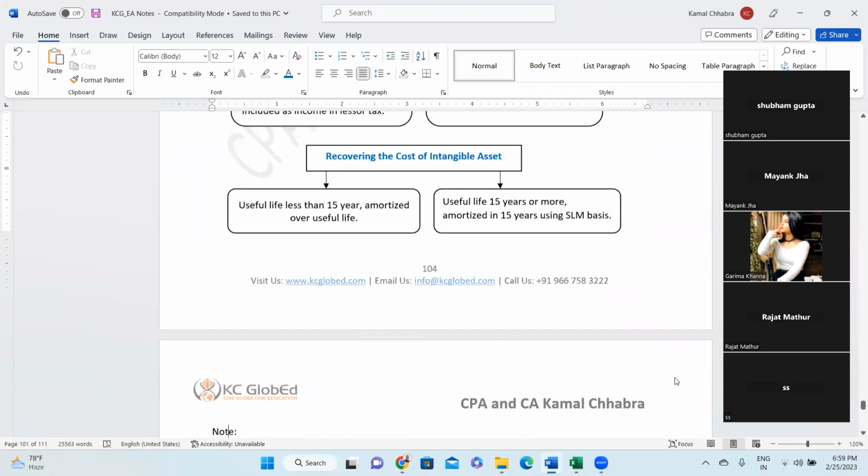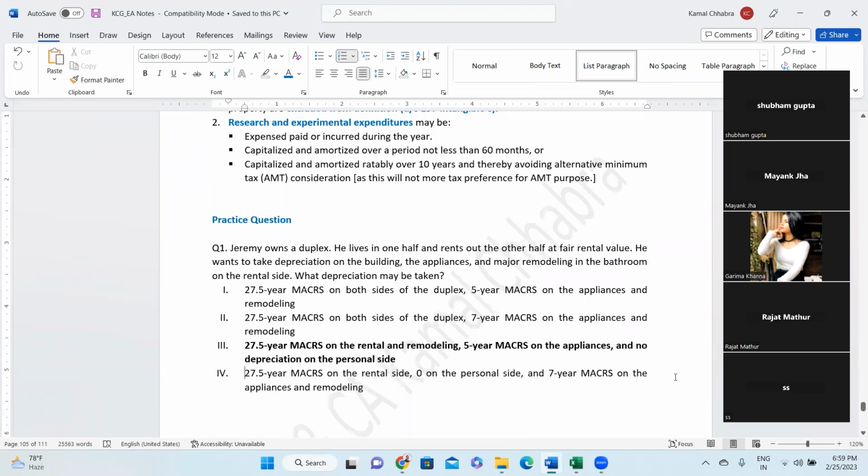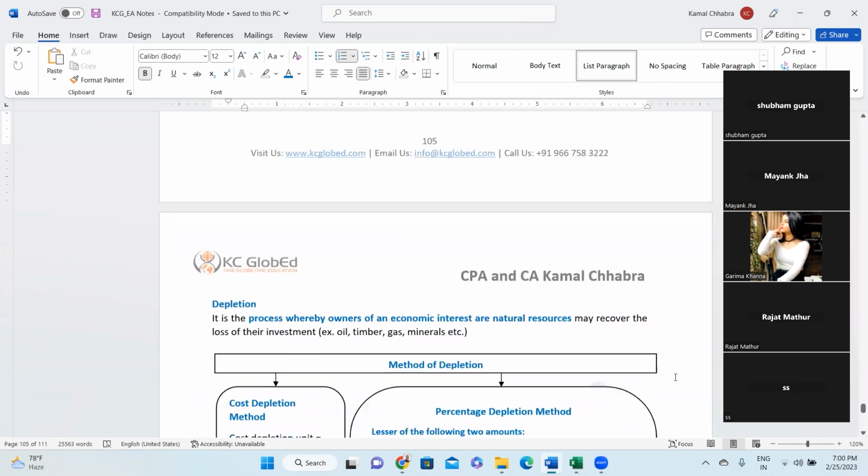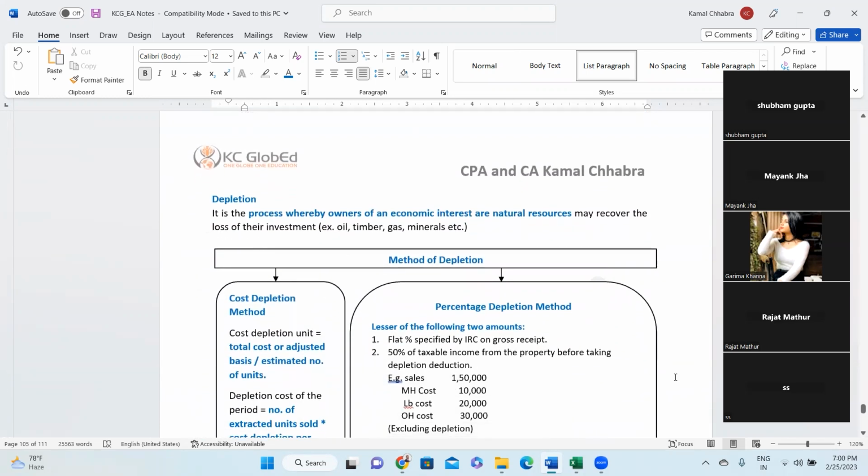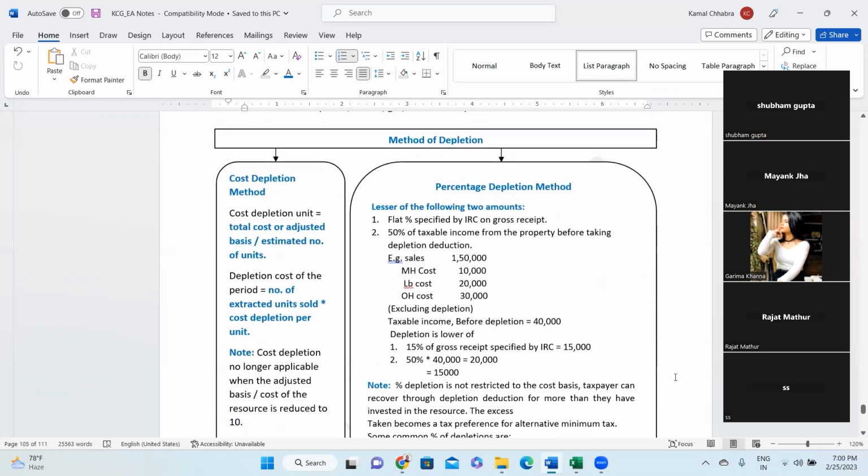Right? So, sir, only the rental property is for business purposes. Yes, that will be depreciable. That will be considered for depreciation. Your personal side will not be considered, as it is a personal asset. Right? Okay, so next is depletion.